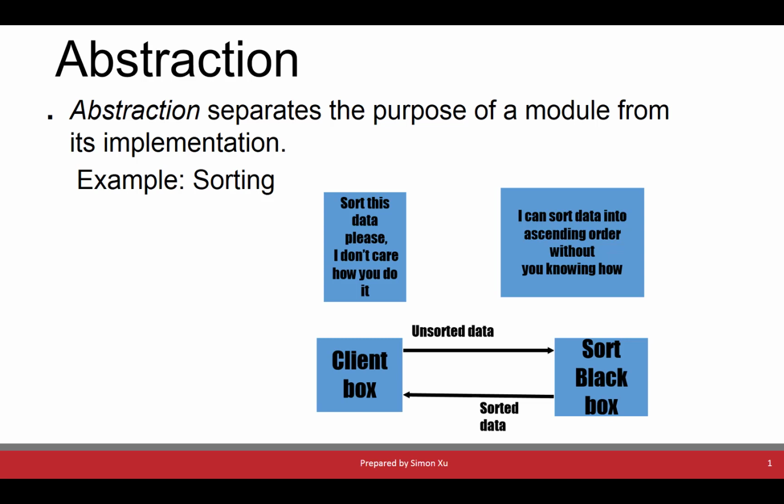There are procedural abstraction and data abstraction. Procedural abstraction means that I will tell you what my method does, but not how it does it. Data abstraction means that I will tell you what the data is, but not how it is represented.